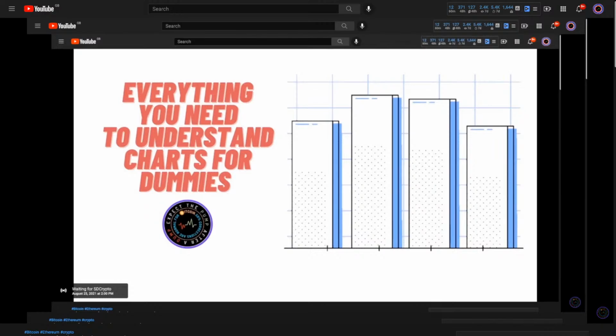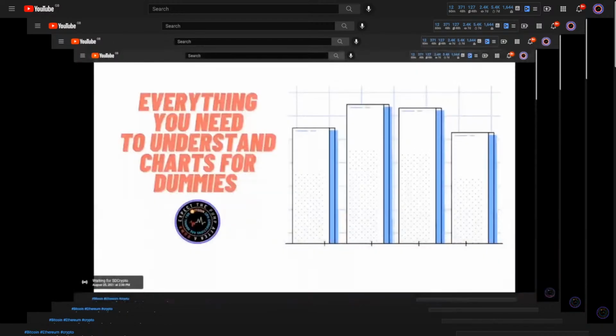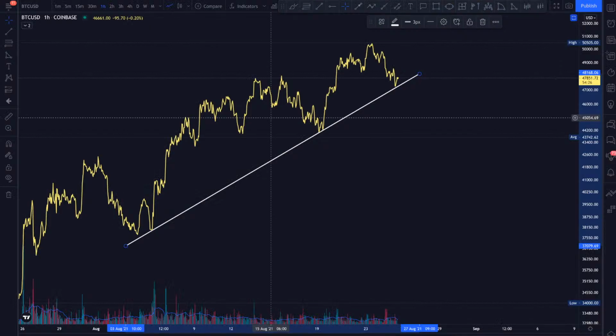So what you're seeing on the screen right now is the thumbnail: everything you need to understand about charts for dummies. We're going to do this, but let's get rid of this for now because it's just going to go on a loop.